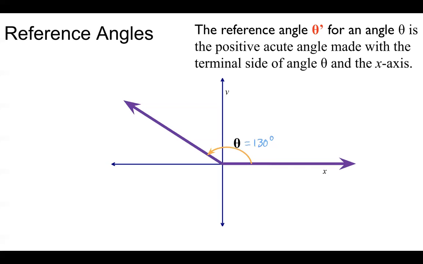130 degrees, 90 degrees would be up to the y-axis. But 130 degrees, the reference angle is always to the x-axis. So it's this one right here. And we usually put it with a prime sign, but I'm not going to say you have to. They just want to know what the reference angle is. Now, you know that 180 degrees is from here to here. So this would have to be 50 degrees. So whenever you're trying to find reference angles, you're always referencing them to the x-axis. So keep that in mind.